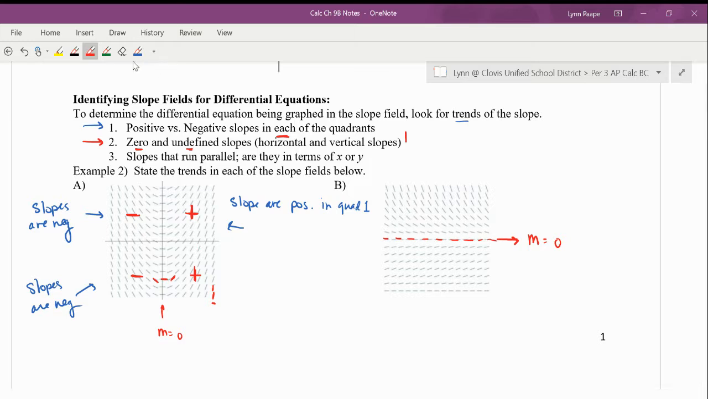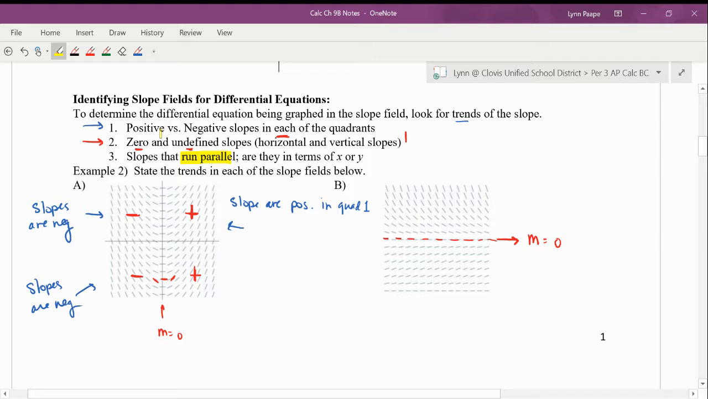Okay, so when I'm studying or analyzing a slope field, that's what I'm looking for. Then the other piece that we have to look for, and this is probably one of our most important ones, is do we have any slopes that are running parallel to each other?